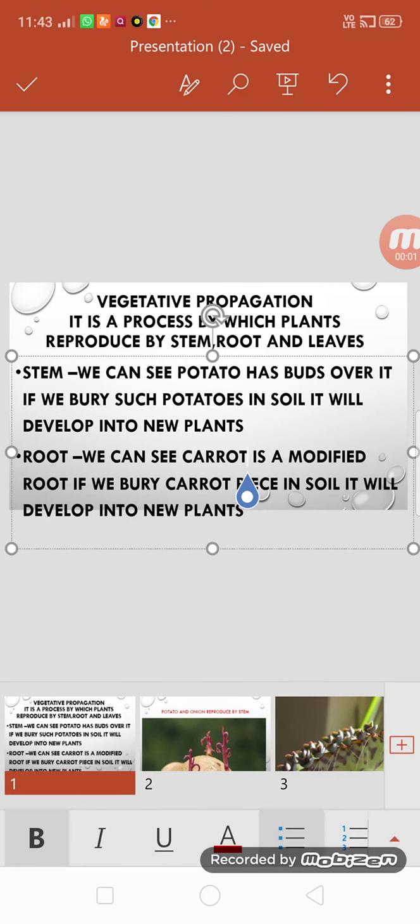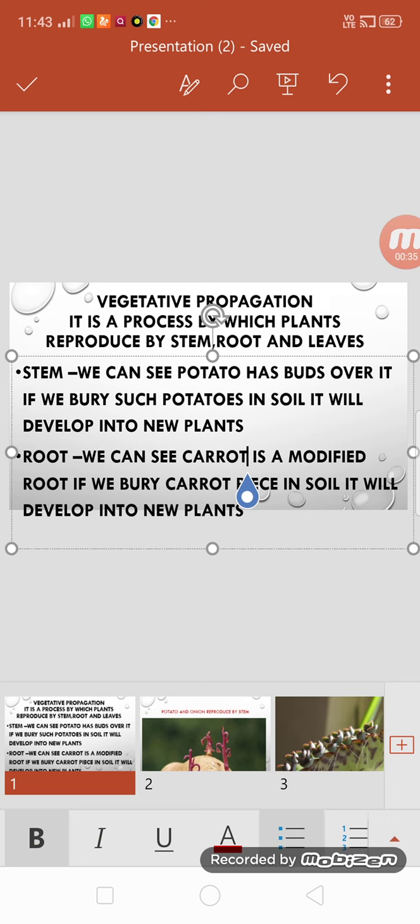Children, today we are going to start a new topic of chapter 1, that is vegetative propagation, right? In simple terms we can say that if any of the plant reproduce by the parts like root, stem and leaves, then this process of reproduction is known as vegetative propagation, right? It means besides seeds, they don't use seeds for the process of reproduction. They use their vegetative parts.